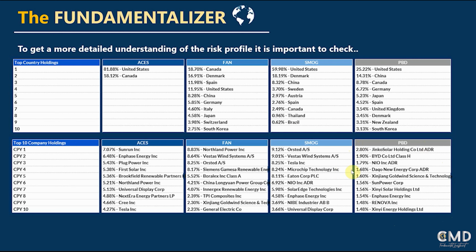And then in the end we have PBD here, again a very diversified fund. You have some solar companies, you have some electric vehicles, you have DAQO, which we covered in a recent video, who is supplying materials to the solar industry. So this one is the most diversified one of all the ETFs, because as you can see, the biggest portion that they're having is 2.80% in Jinko Solar. So again, very diversified from a company perspective compared to the three others.